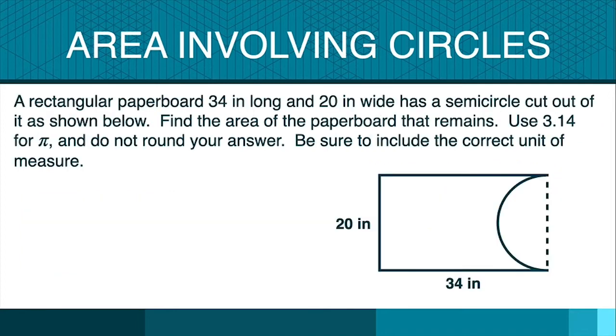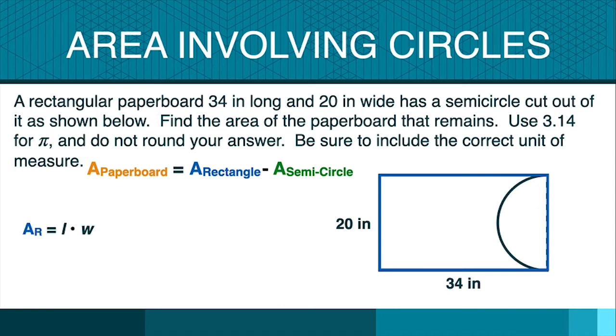To find the area of the rectangular paperboard, first find the area of the rectangle and then find the area of the semicircle cut out to find the difference in their areas. The length of the rectangle is 34 inches. The width is 20 inches, which is also the diameter of the circle. To find the area of the rectangle, multiply the length and the width, 34 times 20, for a value of 680 square inches. Next, find the area of the semicircle.